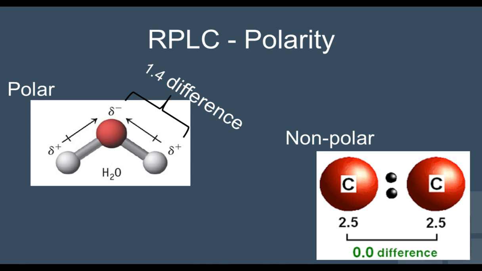Opposite of this is nonpolar compounds. So here we have a carbon-carbon bond. They both have the same electronegativity, meaning there is no difference between them. And now you are unable to draw a pole of positive or negative because there is no difference between the two. So this is a nonpolar compound. Common examples to think of this would be oil and water, for example.